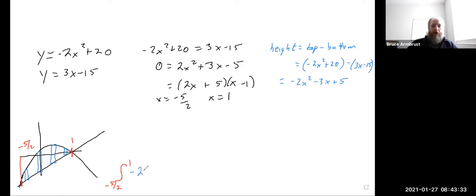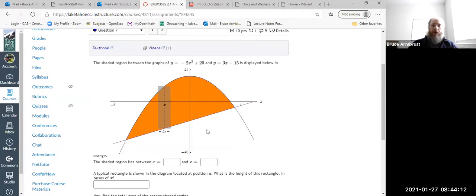This is what's going to go inside our integral. It's going to be the minus 2x squared minus 3x plus 5, and then dx. So again, this one is just trying to prompt you to do the pieces. So there are bounds. This is the thing we're integrating. You know what to do at this point. We're going to use the power rule on those, then use the fundamental theorem, plug in 1, plug in minus 5 halves, which will get us the area. All right, so there is basically what needs to happen for problem number 7.